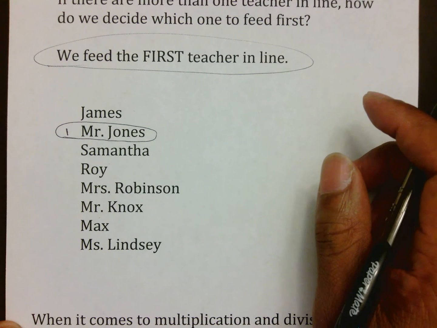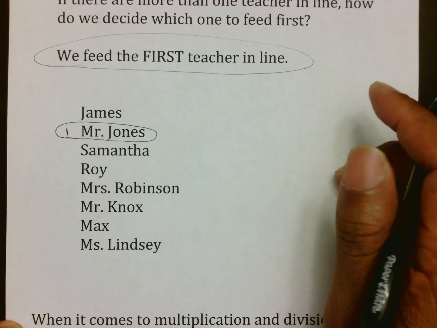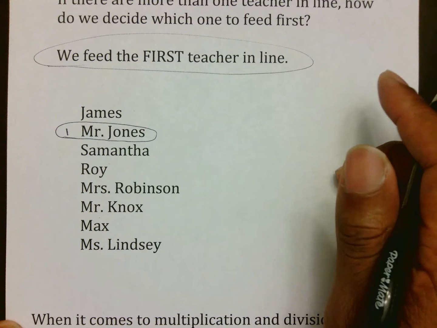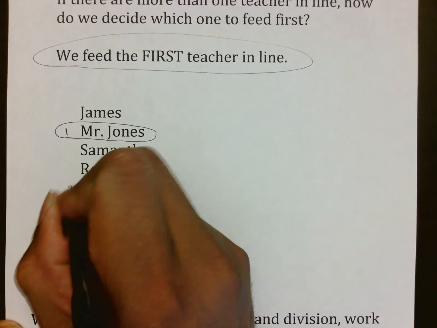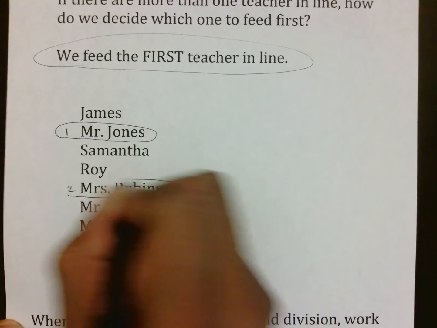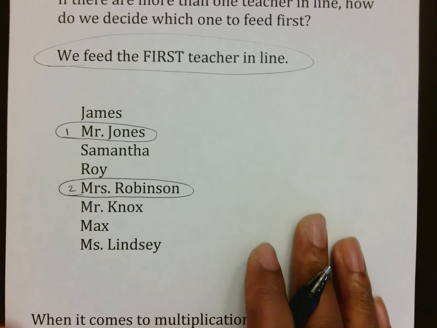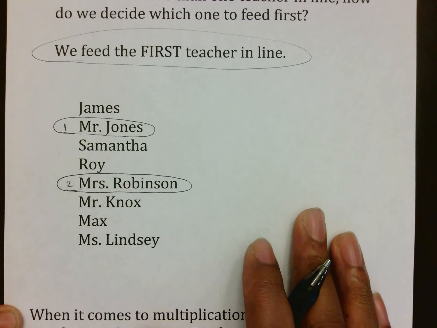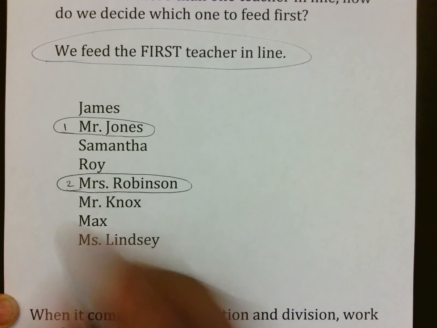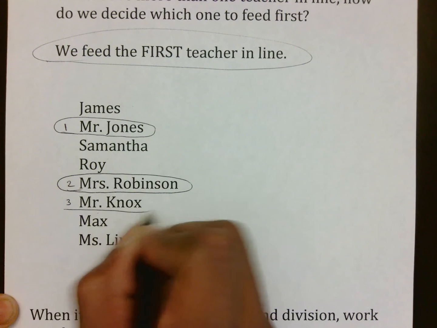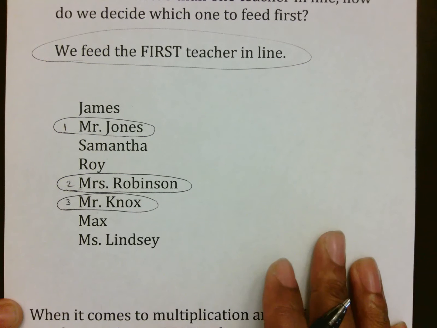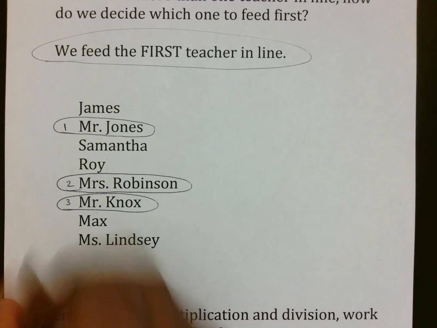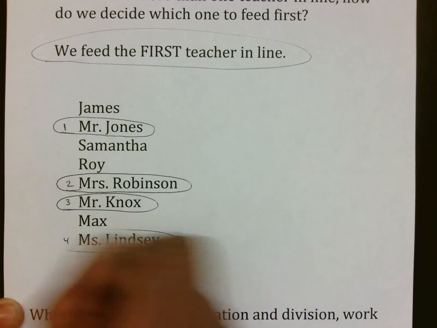After Mr. Jones gets fed, we look for another teacher, or another VIP, as I would say, in the line, and that would be Mrs. Robinson, because she is also a teacher. She has things to do. She has to get her plate and go. The next person to get a plate, again a VIP, would be Mr. Knox, because he has things to do and has to get his plate and move on. After Mr. Knox would be Miss Lindsay.